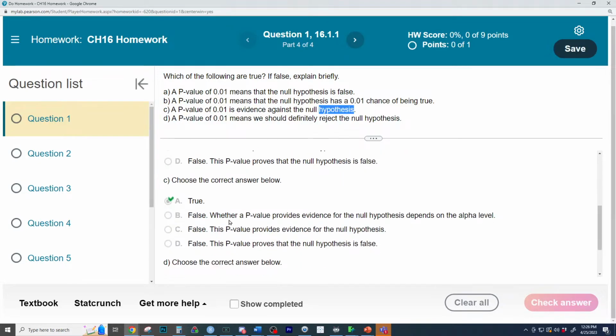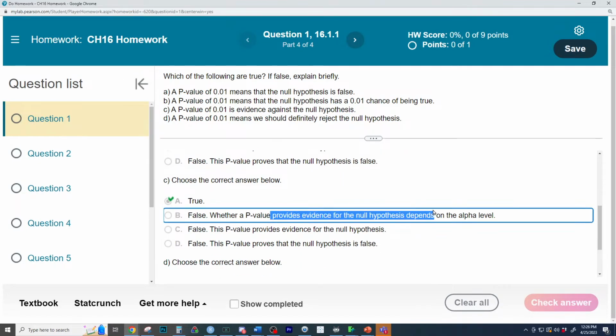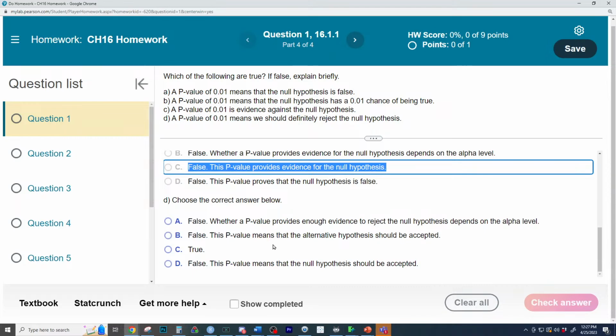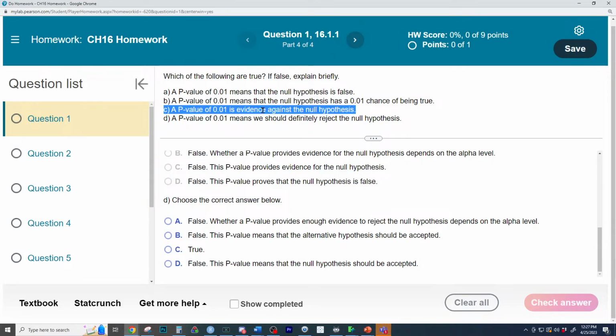So just by knowing what we can and cannot say, we don't provide evidence for the null, so it had to be false. We don't prove the null, and we don't provide evidence for the null. We provide evidence for the alternative. So we were able to get it right without even knowing the question.